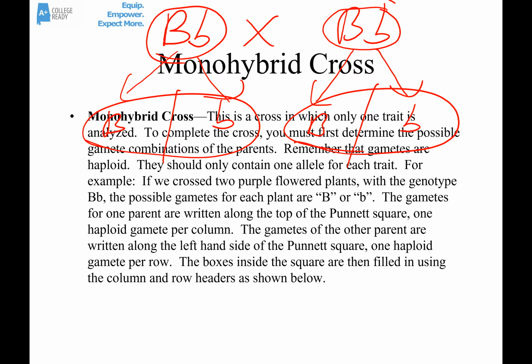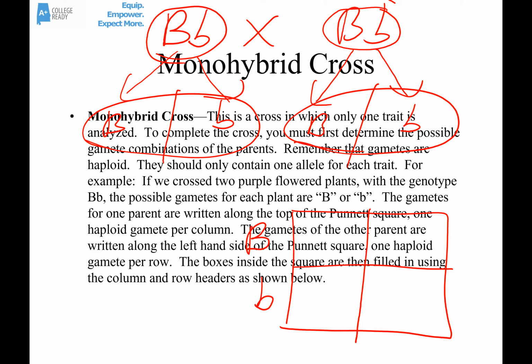So we're going to draw out a square, and the square is going to be a 2 by 2 matrix, 2 columns, 2 rows. We're going to put the gametes from one of the parents down the left-hand side, one gamete per row, like so. And we're going to put the gametes from the other parent across the top, one haploid gamete per column. And then we're just going to fill in the grid.